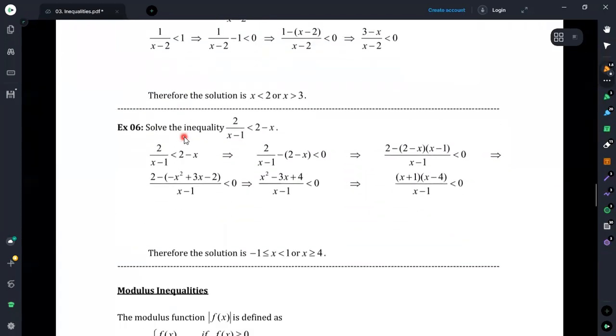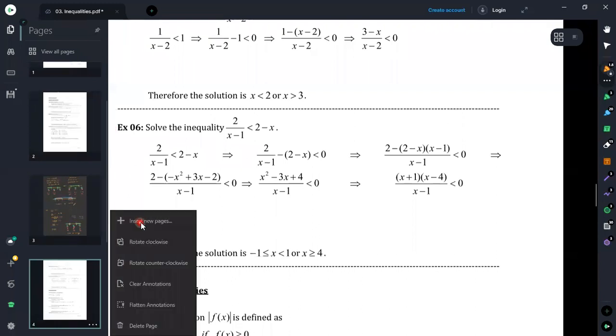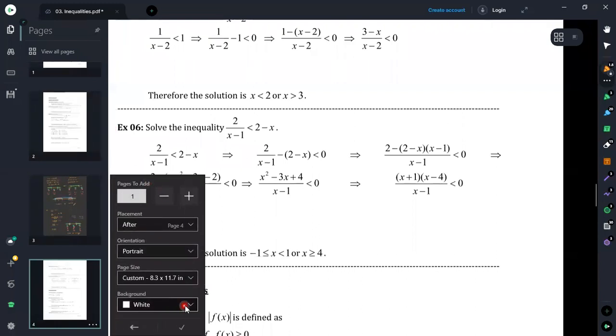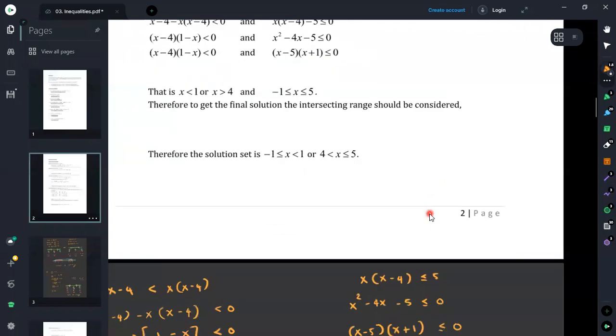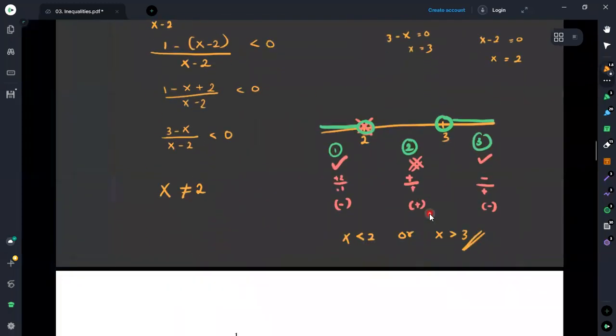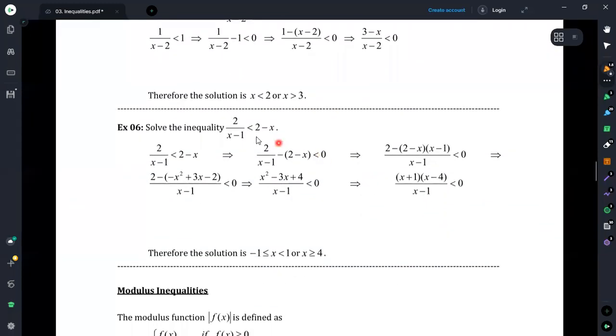And now we will move to example number 6. It is solving the inequality given as 2 over x minus 1 less than 2 minus x. Now we'll see how we can solve this type of inequality. It is again a somewhat advanced form of the quotient form of inequalities. We have the inequality 2 over x minus 1 less than 2 minus x.